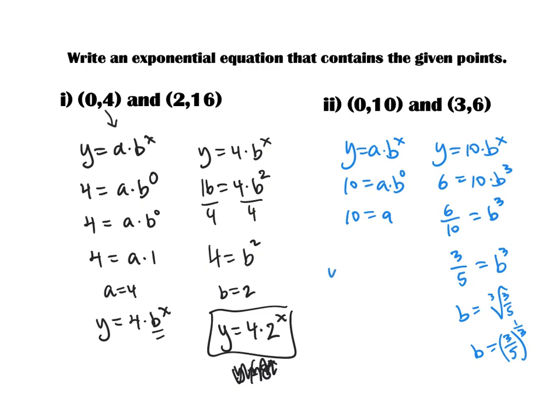So how would I write an equation for that? Well, if y equals a times b to the x, then that would be 10 times 3/5 to the x over 3. Notice that that is the same as this. Okay, there we have it, guys.